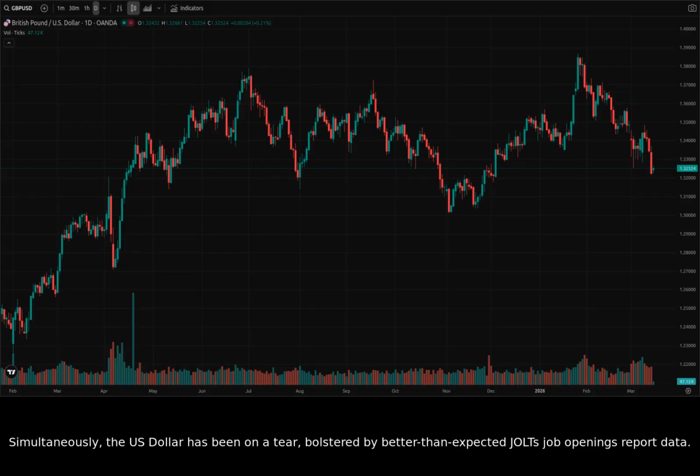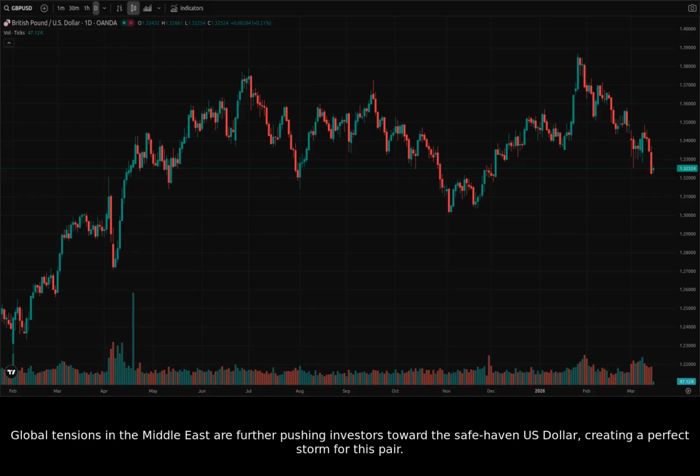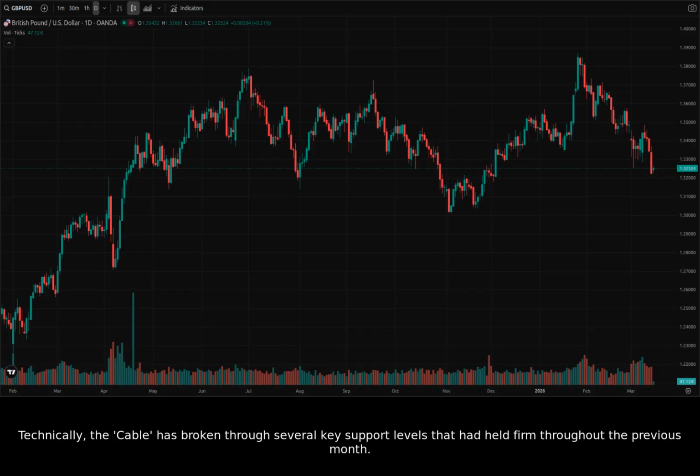Simultaneously, the US dollar has been on a tear, bolstered by better-than-expected JOLTS job openings report data. Global tensions in the Middle East are further pushing investors toward the safe-haven US dollar, creating a perfect storm for this pair. Technically, the cable has broken through several key support levels that had held firm throughout the previous month.